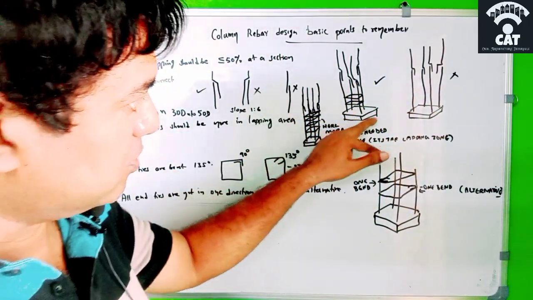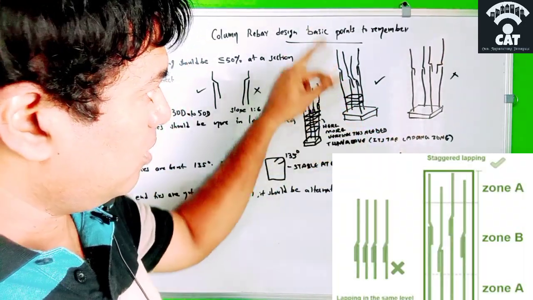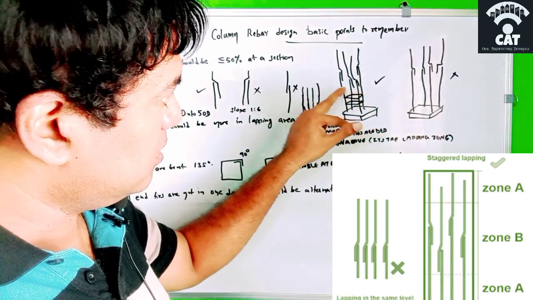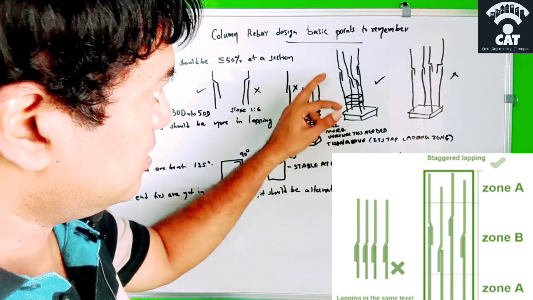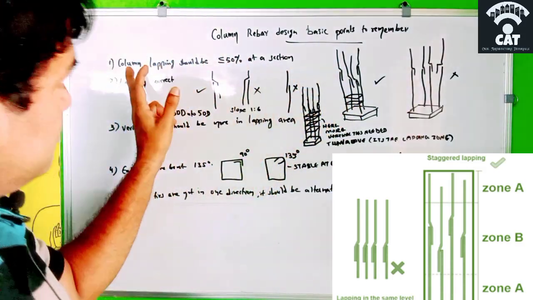If this is the column shoe and these are the four bars, take the sample of four column bars coming up. One is big, one is small, one is big, one is small. So there are two big and two small, at different lengths, so that the lapping will be correct.